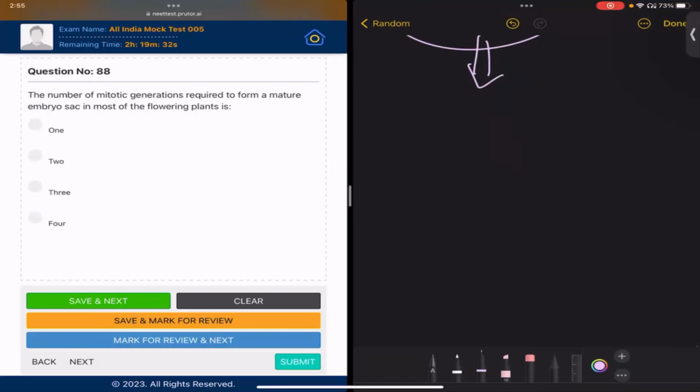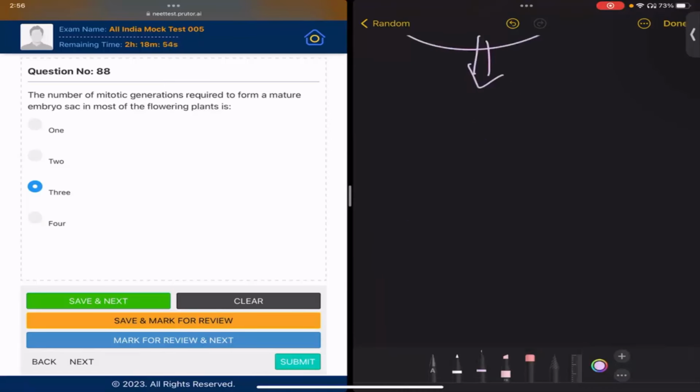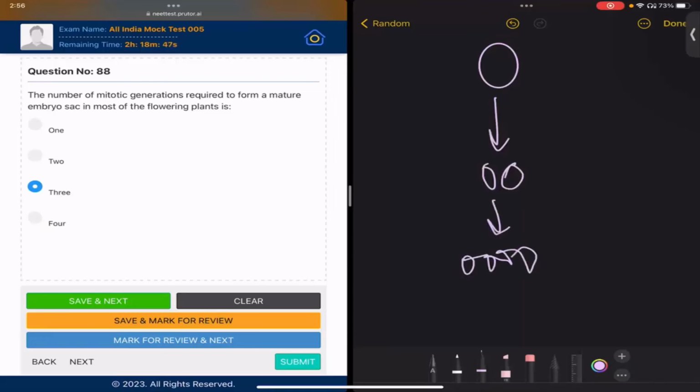The number of mitotic generations required to form a mature embryo sac in most of the flowering plants. Okay, mitotic generation कितना होता है? थ्री, थ्री की जरूरत पड़ता है as far as I can recall, क्योंकि एक न्यूक्लियस होता है and वो पहले दो में डिवाइड करता है माइटोटिकली, and फिर वो पोल्स पे जाता है. ये आठ बनता है एक्चुअली, तो आठ बना लेते हैं बस. ये दो में कन्वर्ट हुआ, चार, आठ, ठीक है। तो this is three, सही है.